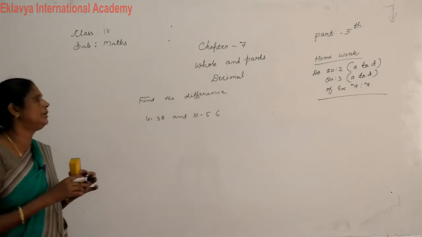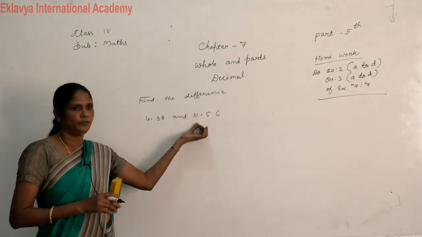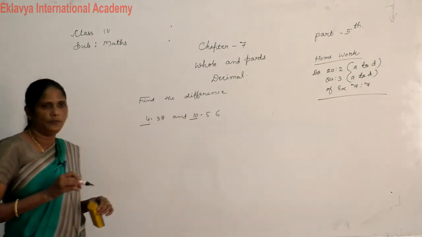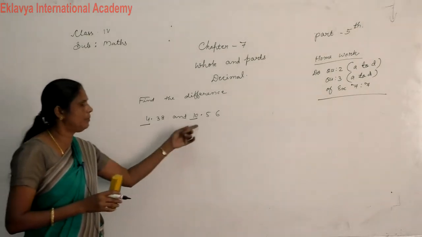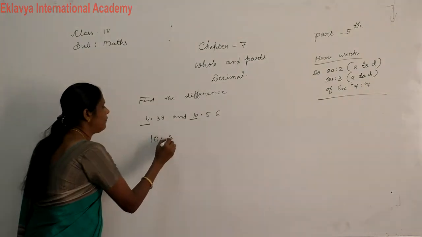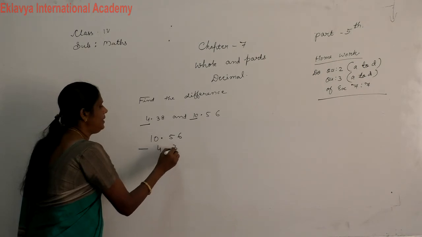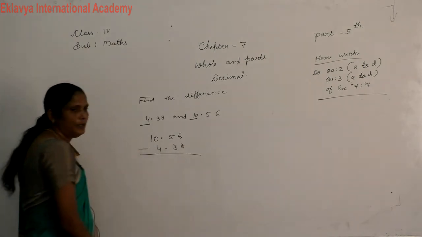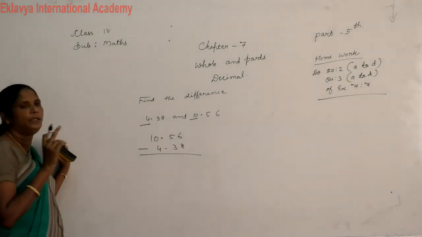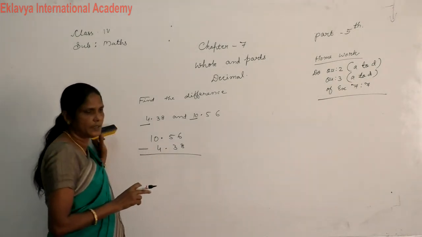You look only at which part? The whole number part. Here the whole number part is 10, here 4. Which is the greater number? This number is greater. There you write 10.56 minus 4.38. Understand? Here which number is greater? You write the greater number first. Then now you subtract this.